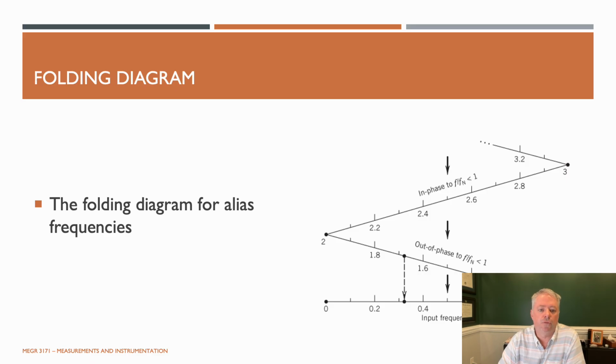So here is a folding diagram, and what this really helps explain is that a signal that has a frequency above the Nyquist frequency will fold over and appear in your sample data as a false frequency. And really that's what you see here. If you look at this value of almost 1.7, it folds over and in your data looks like a value of just over 0.3.